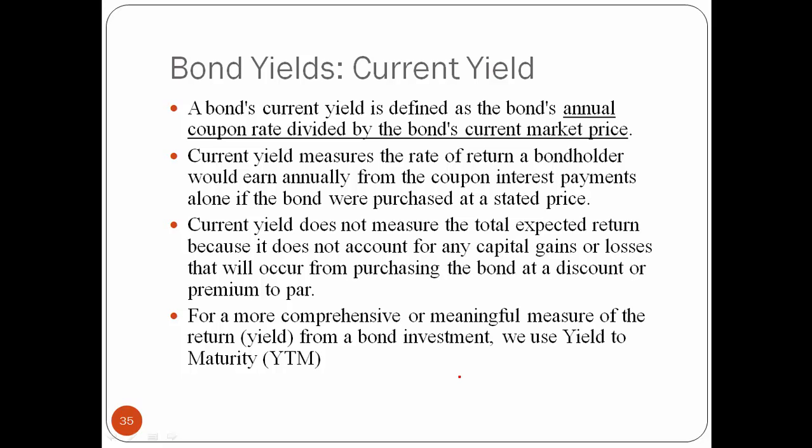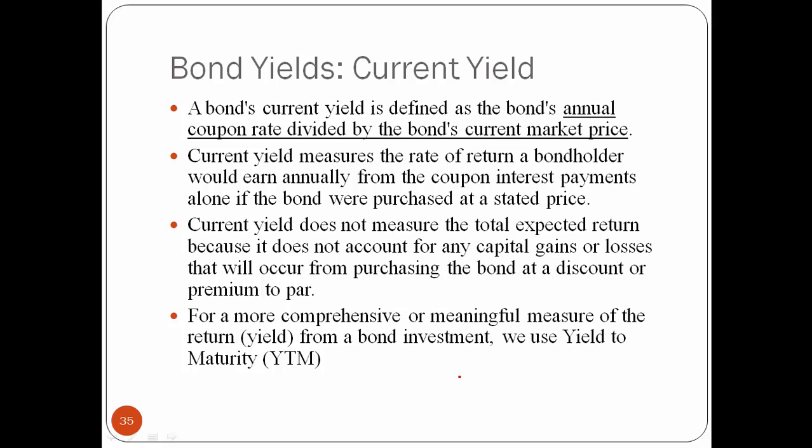Now let's take a look at bond yields, or say what kind of return we are getting from investing in bonds. The first measure we look at is called the current yield. Current yield is actually pretty simple. By definition, it is calculated as the bond's annual coupon rate divided by the bond's current market price.